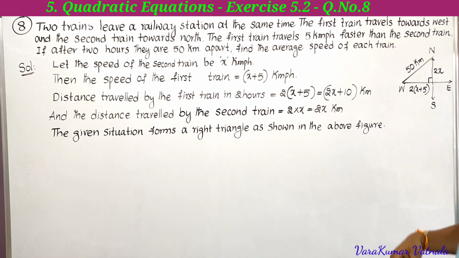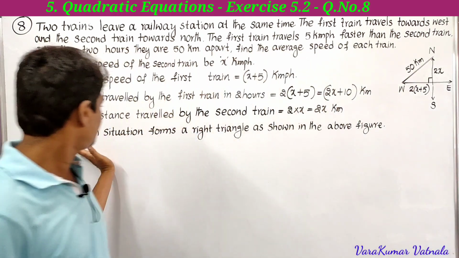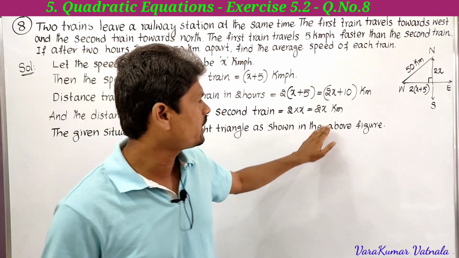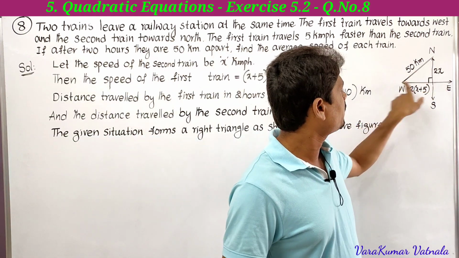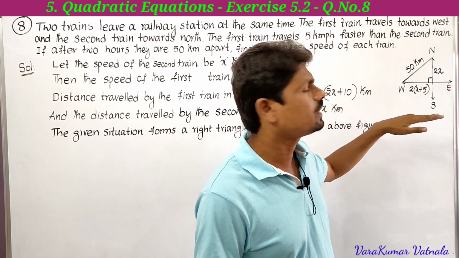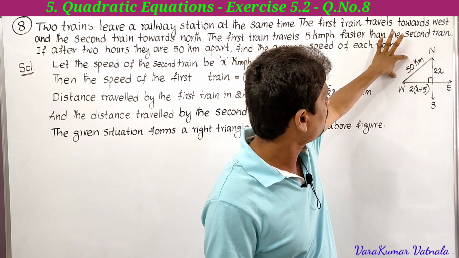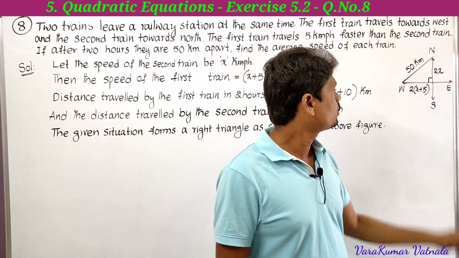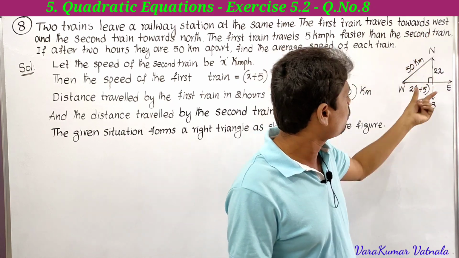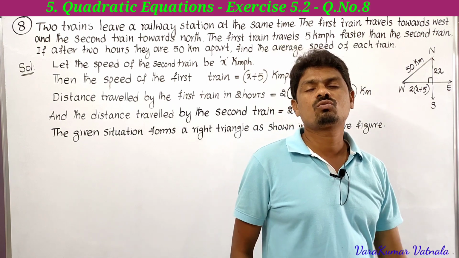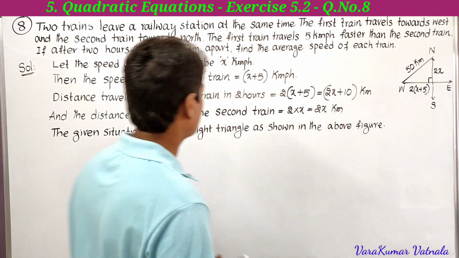So here the given situation forms a right triangle as shown in the above figure. Yes, it is forming a right angled triangle. According to the Pythagoras theorem, the square of the hypotenuse is equal to the sum of the squares of the other two sides. So we can get 2x whole square plus 2x plus 10 whole square equal to 50 square.